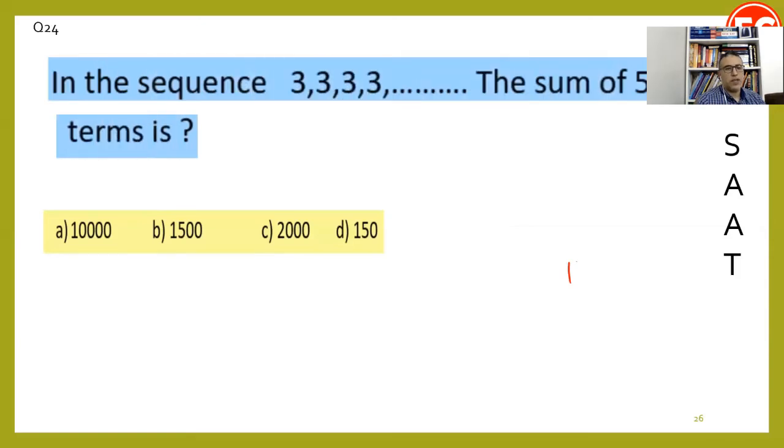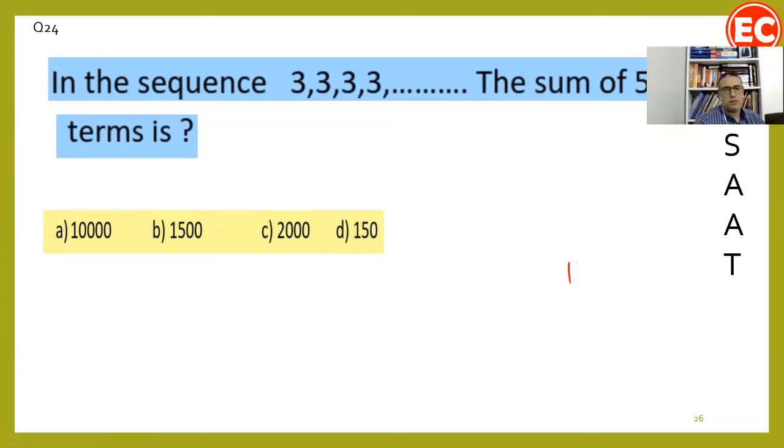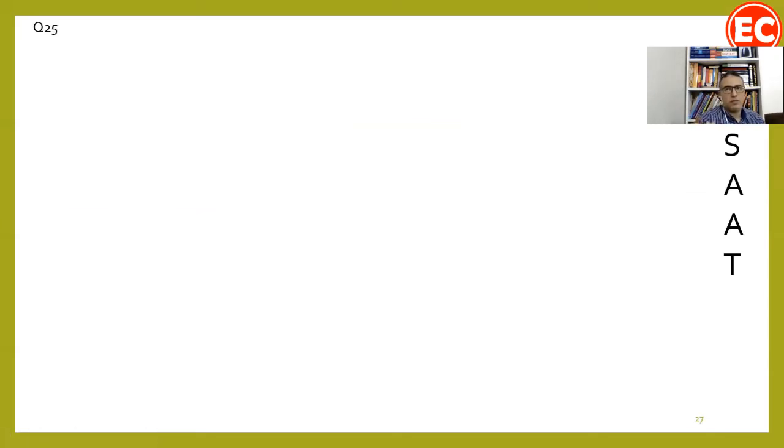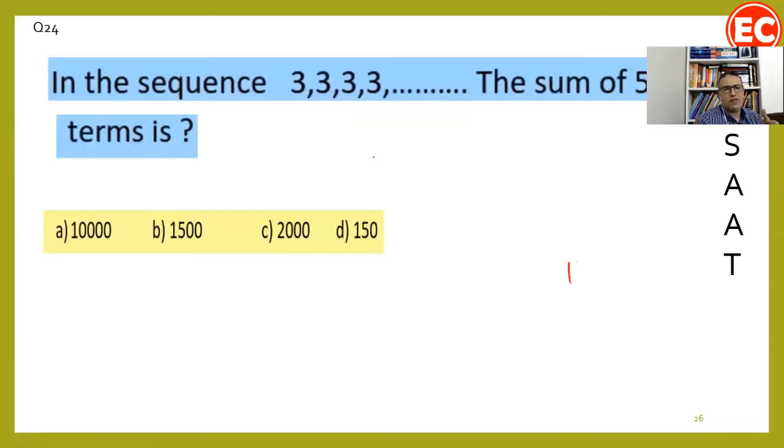Question 24. In the sequence 3, 3, 3, 3, 3, 3, 3, 3, what is the sum of the first 500 terms? I want to add 3 five hundred times, which is the same as 500 multiplied by 3, which is 1500. So the right answer is B. This is called a recurring series.